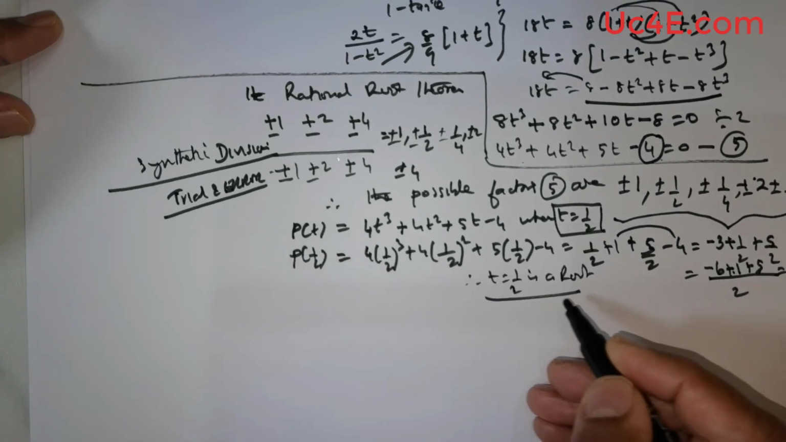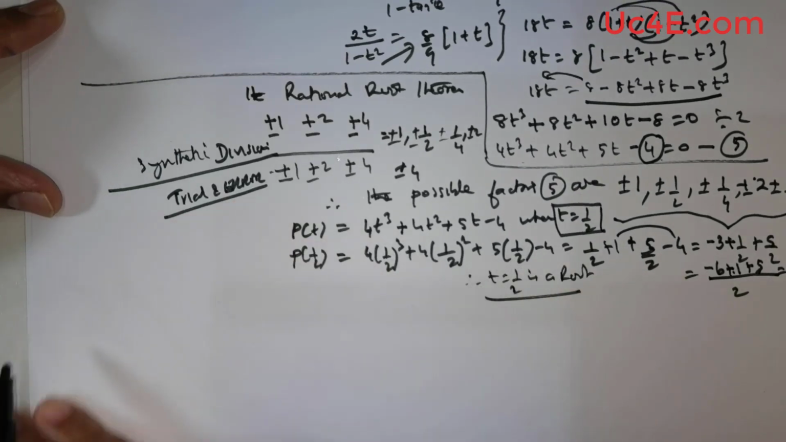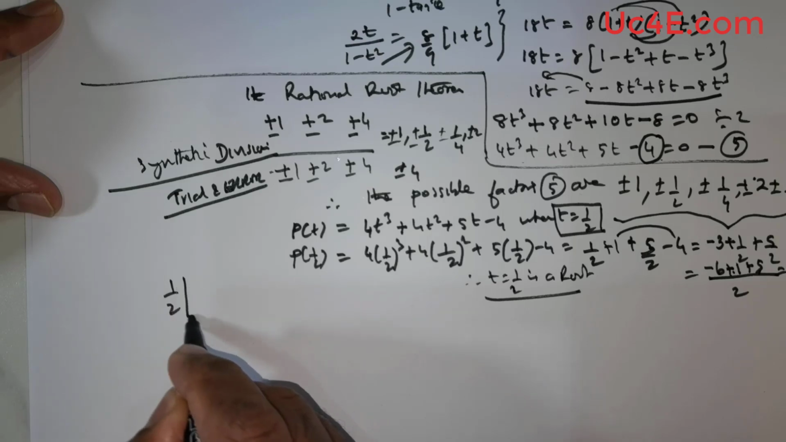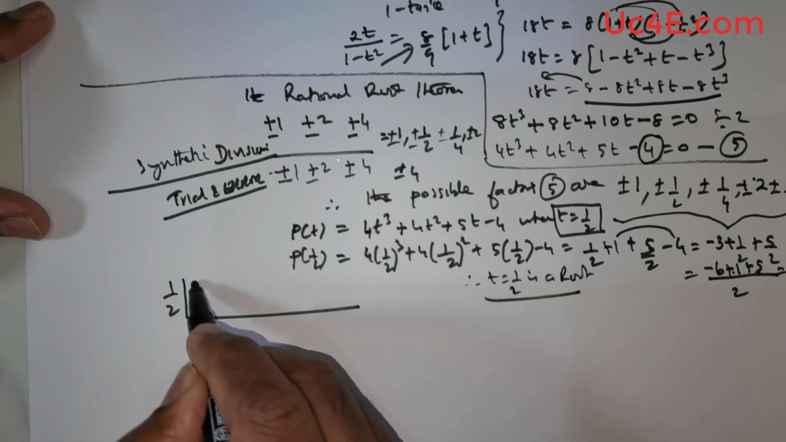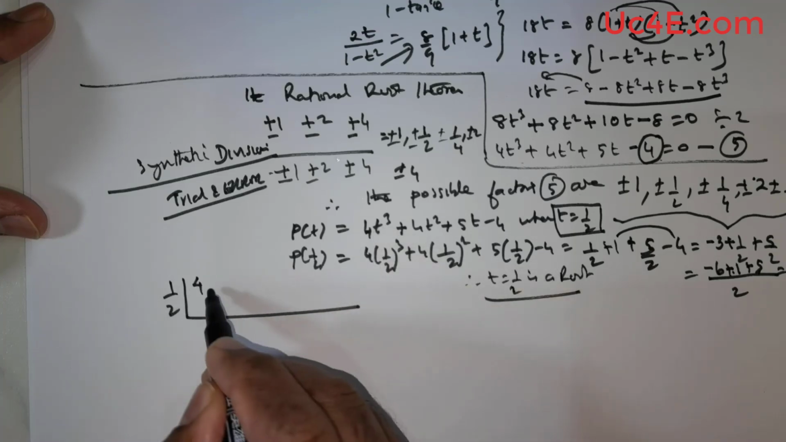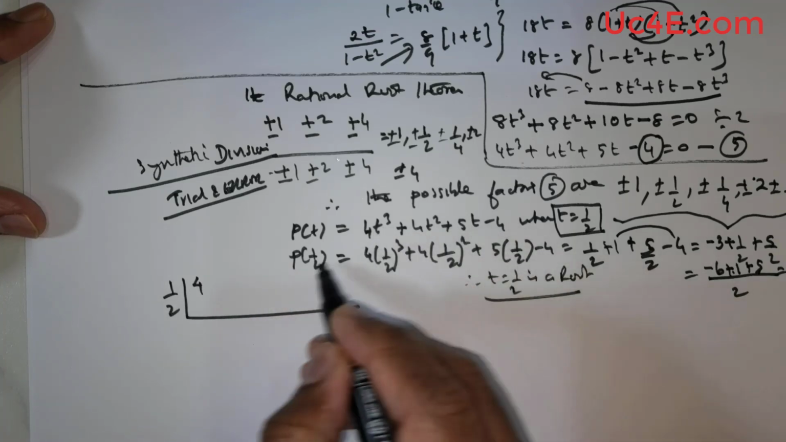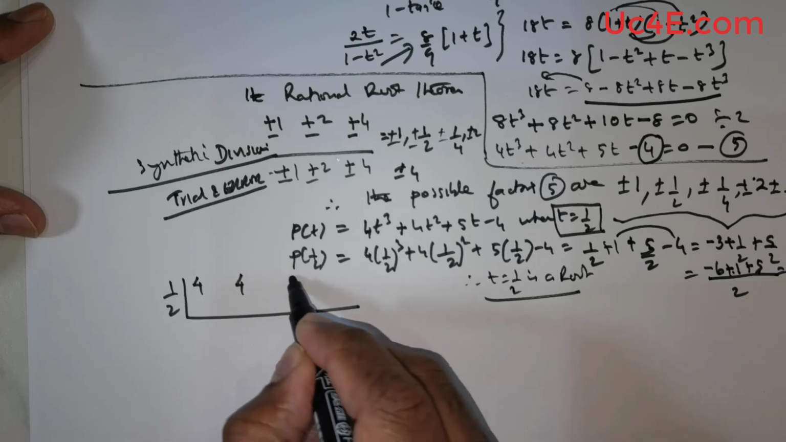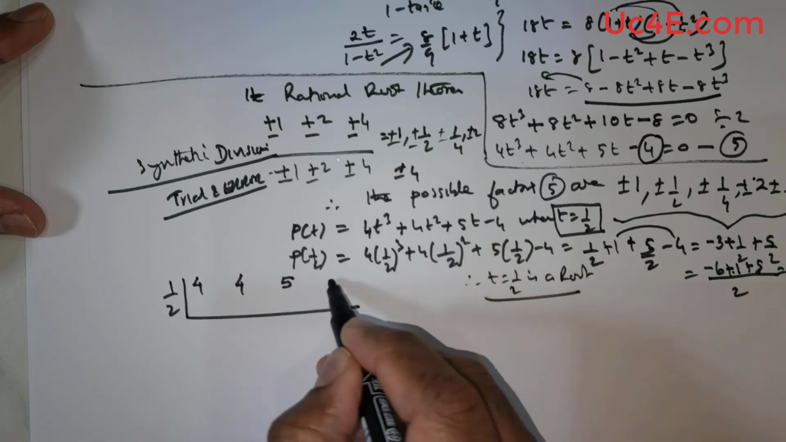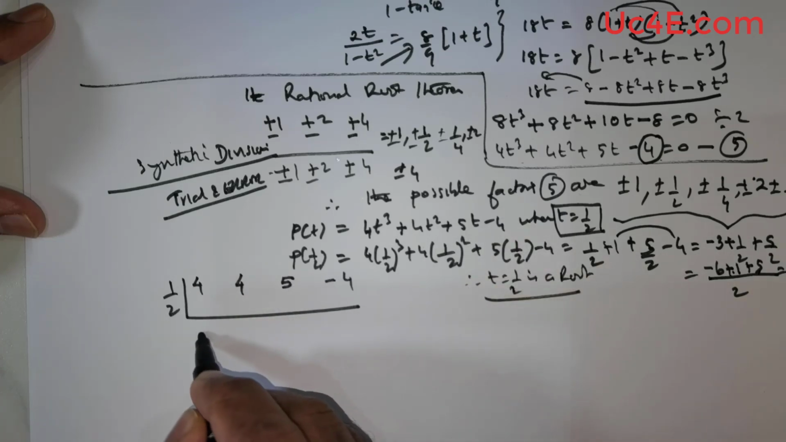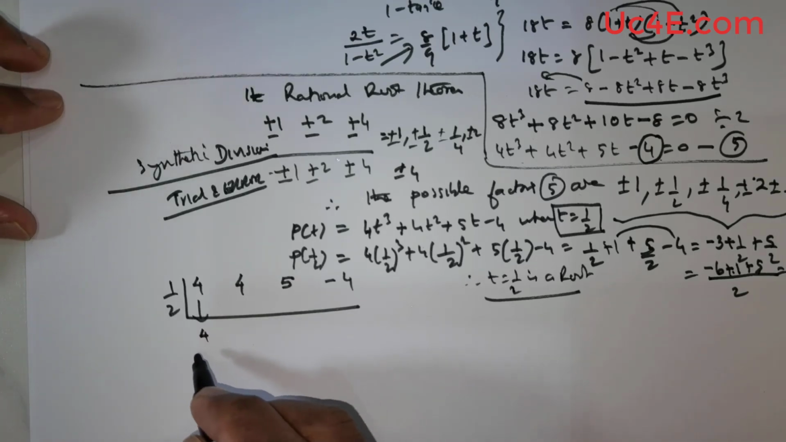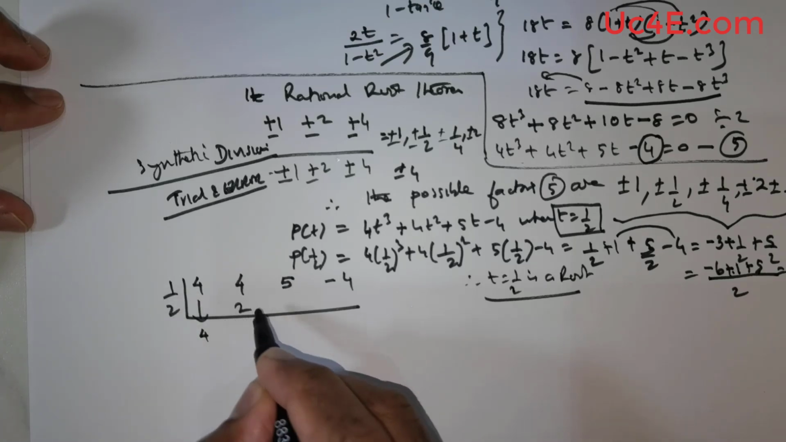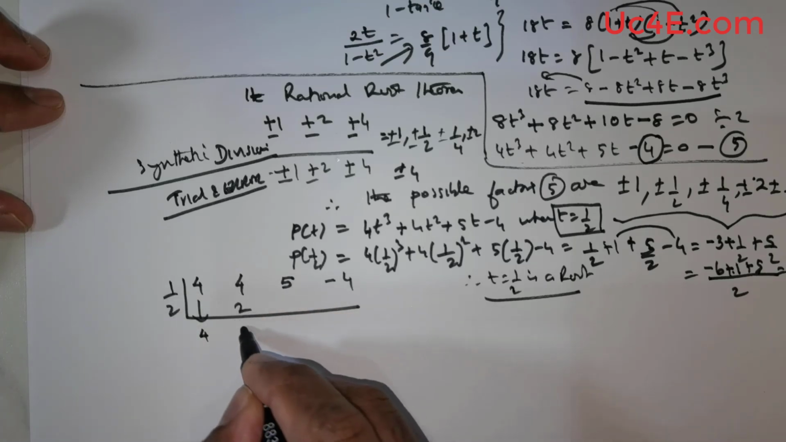Now after getting it to be a root, I will place it over here and apply synthetic division. I will take the coefficients of the polynomial that you see here: 4, 4, 5 and negative 4. I bring 4 down. Now you will understand why I am doing it like this. Bring this 4 down, then multiply 1/2 by 4, that would give me 2. Add them up, 4 with 2 would give me 6.